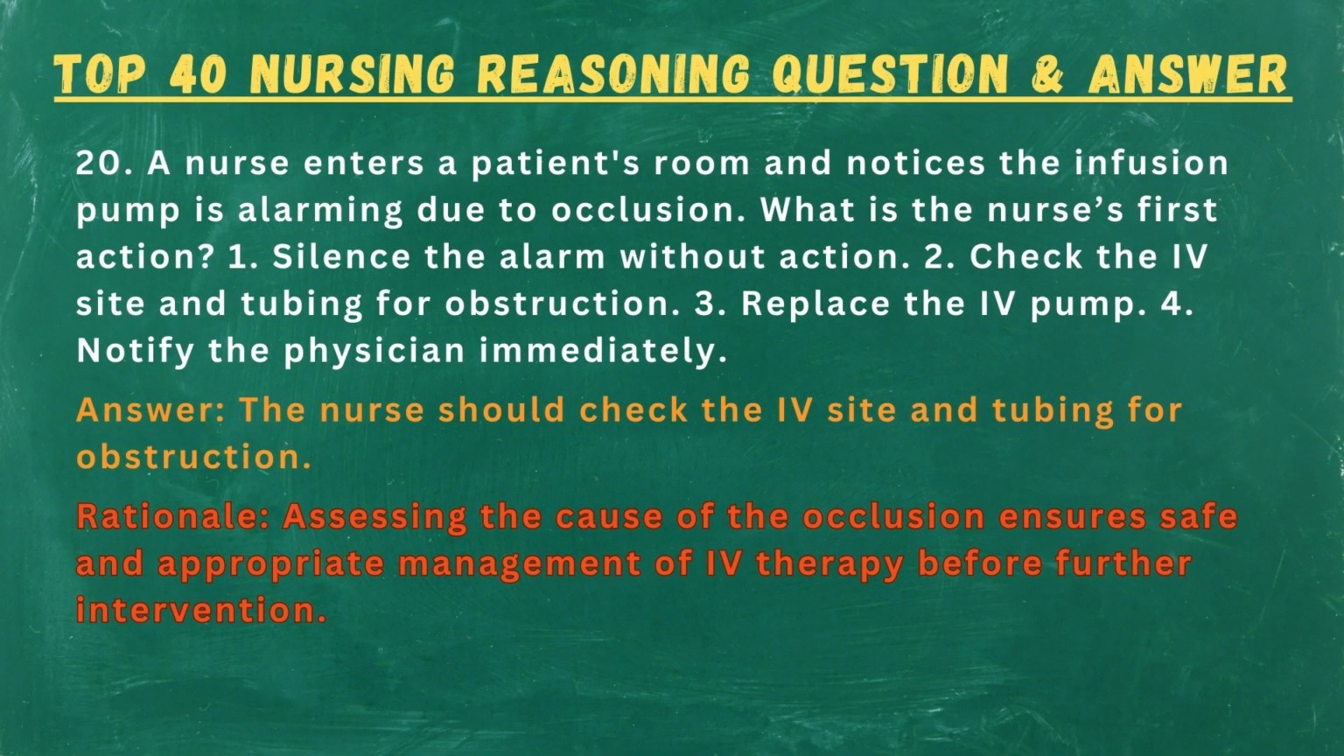20. A nurse enters a patient's room and notices the infusion pump is alarming due to occlusion. What is the nurse's first action? 1. Silence the alarm without action. 2. Check the IV site and tubing for obstruction. 3. Replace the IV pump. 4. Notify the physician immediately. Answer. The nurse should check the IV site and tubing for obstruction. Rationale. Assessing the cause of the occlusion ensures safe and appropriate management of IV therapy before further intervention.